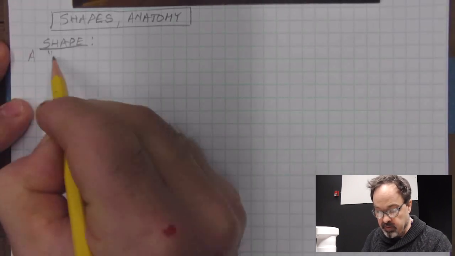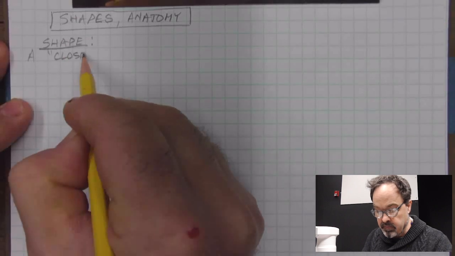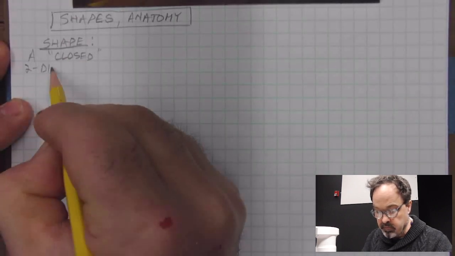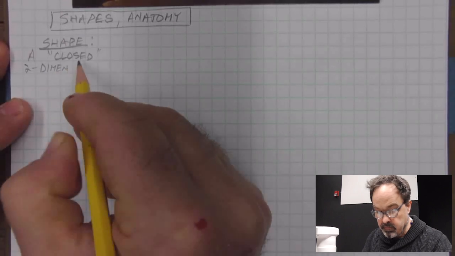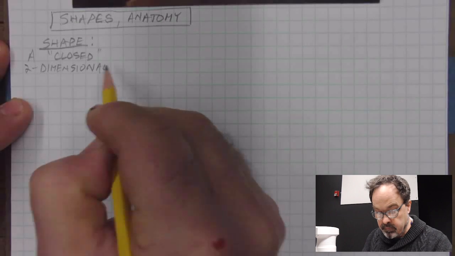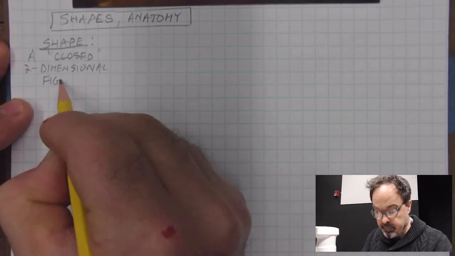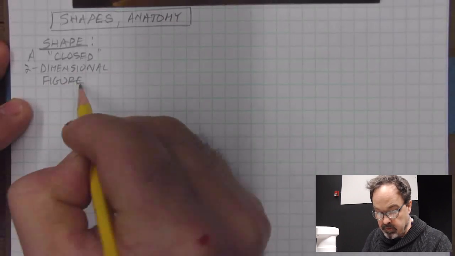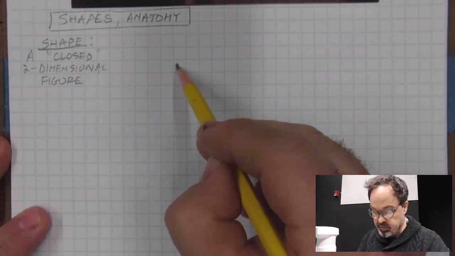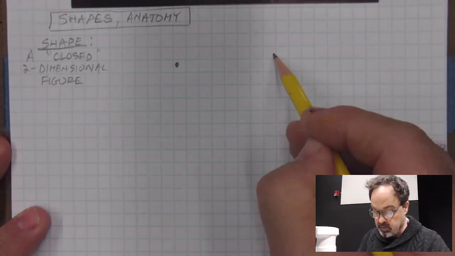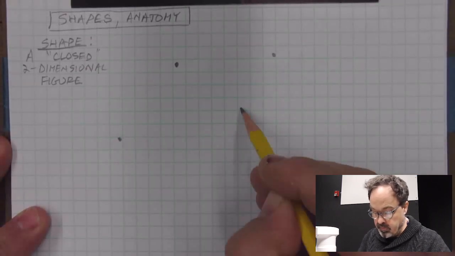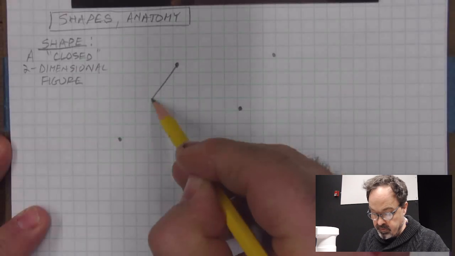A shape is a closed, two-dimensional figure. And we will draw a large shape. There are many things that we could draw to represent a shape.